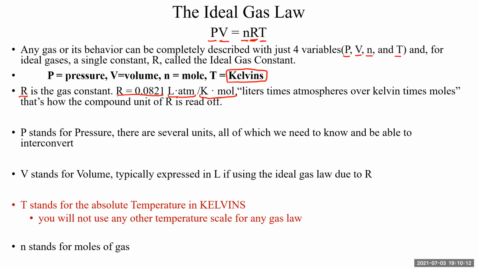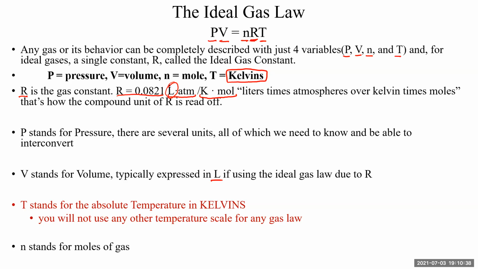P stands for pressure. There are several units of pressure, and I want you to be familiar with all of them and how to interconvert between them. And we'll take a look at pressure units and pressure in a moment. V stands for volume, typically expressed in liters only because when you're using the gas law constant R value of 0.0821, that assumes liters rather than any other volume unit.